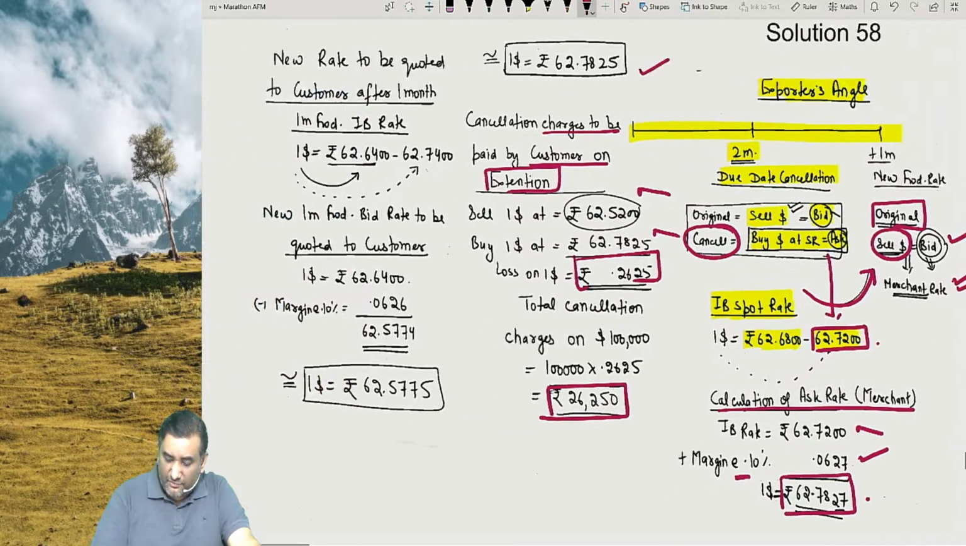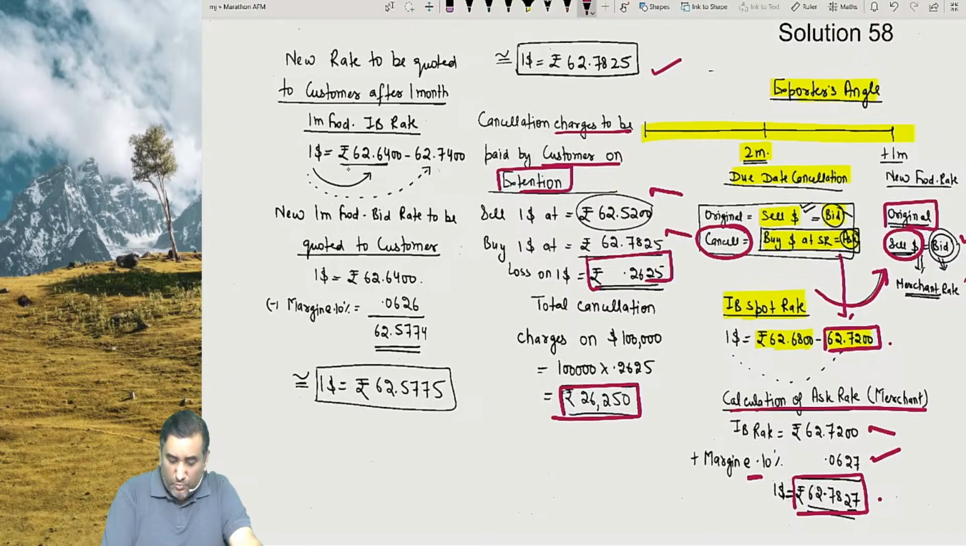One month forward rates are, I think, 62.6400 and 62.7400. Do not get confused, please. It's as good as a new question now. It's as good as the exporter is coming and trying to do an agreement of selling. So the customer is selling, I would do what? Buy. I will buy at what rate?